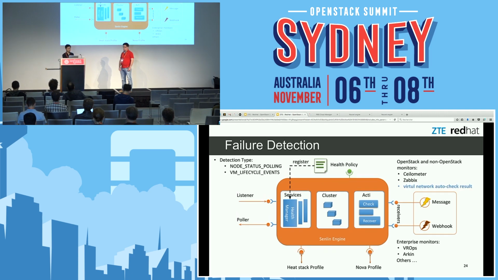How do we do failure detection with Senlin? The detection types of Senlin include node status polling and VM lifecycle events. Also, it can receive the monitor from Ceilometer, Zabbix, and also the visual network auto-checking result. This result comes from Skydive.